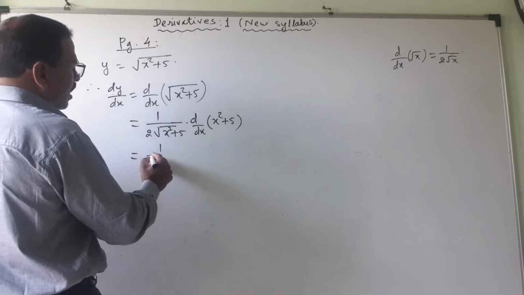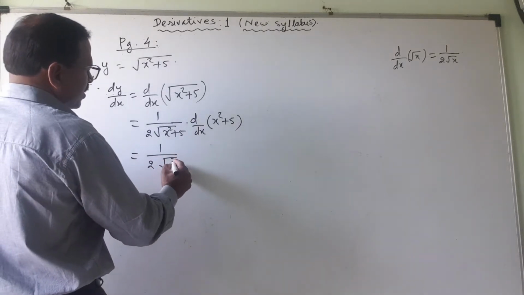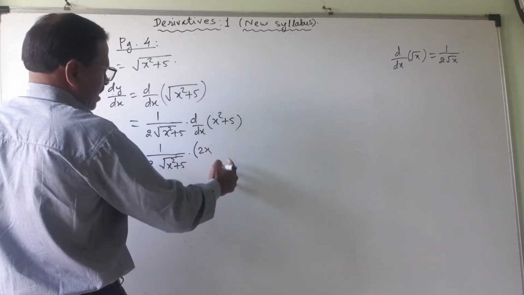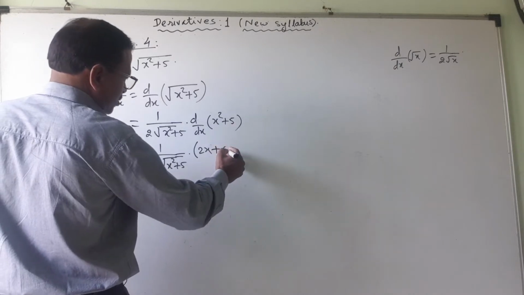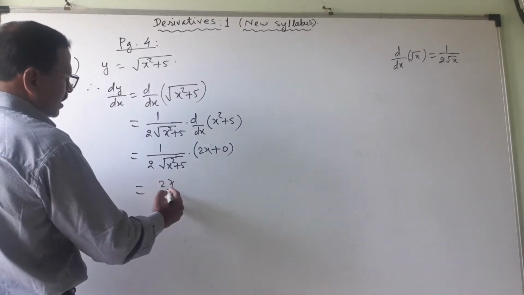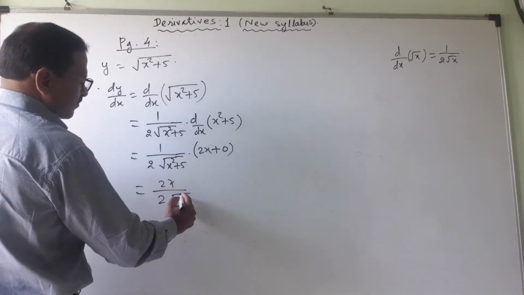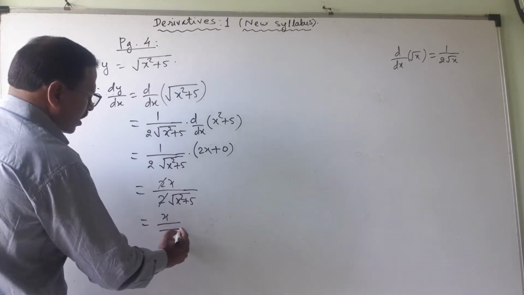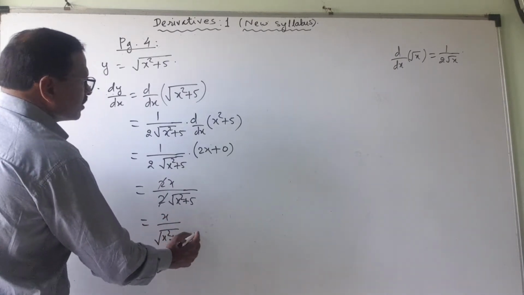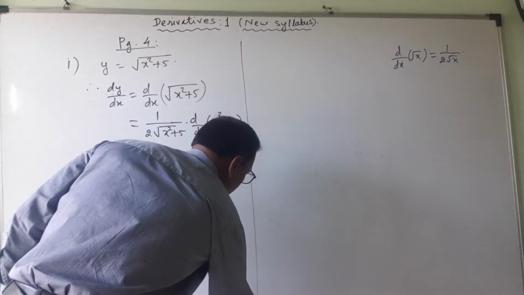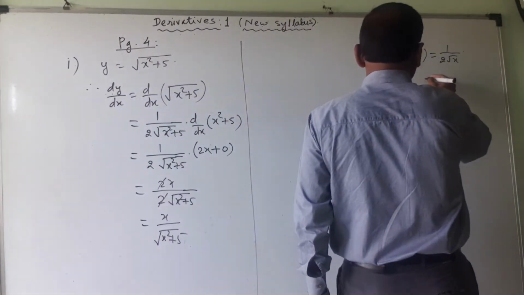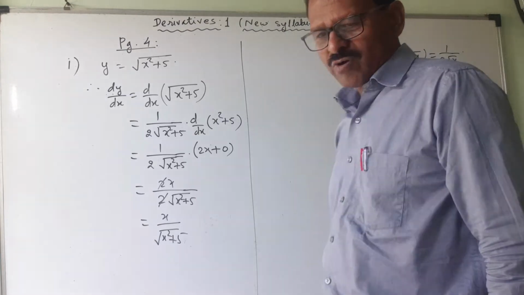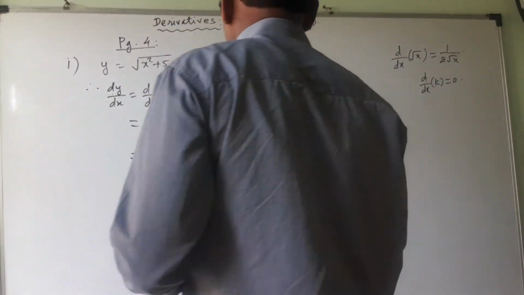And that is equal to 1 upon 2 root of x square plus 5 into derivative of x square is 2x, and plus derivative of the constant is 0. That is equal to 2x upon 2 under root x square plus 5. This cuts, and that is equal to x upon under root of x square plus 5. This is the solution of the first. So here I will write another formula, d by dx of constant is equal to 0. Actually in one video we have taken all the formulae.